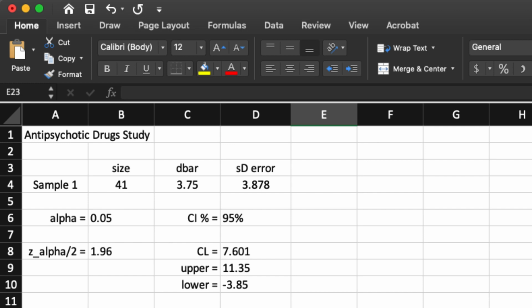So then it's very simple now. I'm going to calculate my upper. For my upper, that's going to be my mean or my D bar, which is 3.75, plus the margin, and what I get for my upper is 11.35. And then for my lower, it's going to be D bar minus my Z score, which is 1.96 times my standard error. And that's going to give me a negative 3.85.